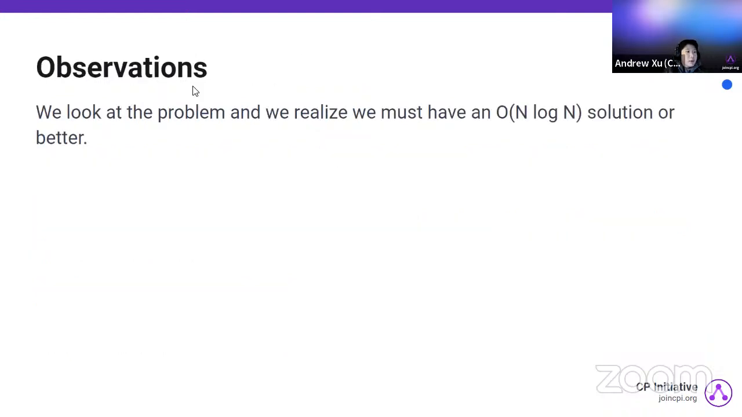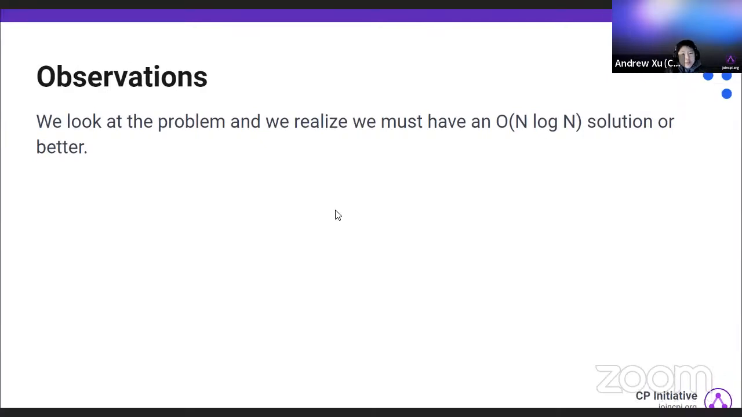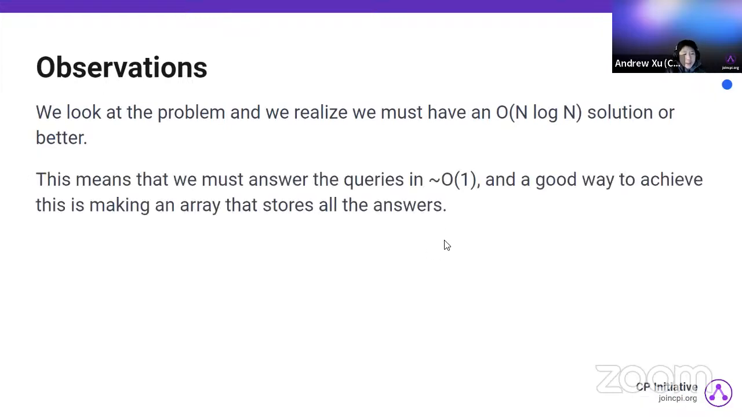Okay, so some observations we have is that we must have an n log n solution or better. And we have to answer each query in O(1), around O(1). You technically can answer each query in log n, which is what some people did with binary search, but that isn't necessary for bronze, so I'm not going to be going over that.